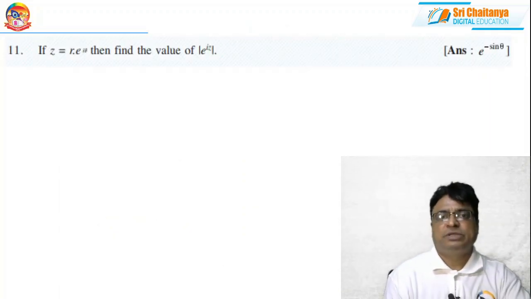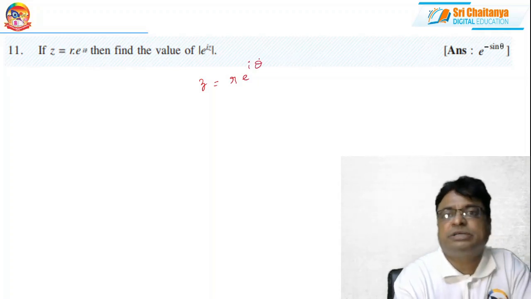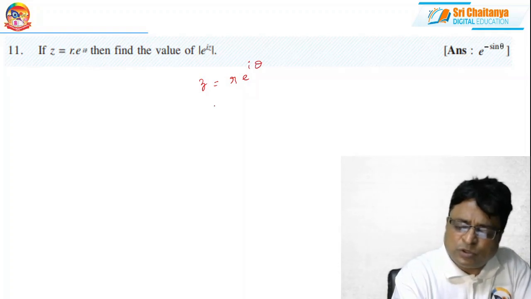Okay, my friends, now coming to the 11th problem. What is given? z is equal to r e power i theta. What they want is mod of e power i z. Okay, so what is e power i z?